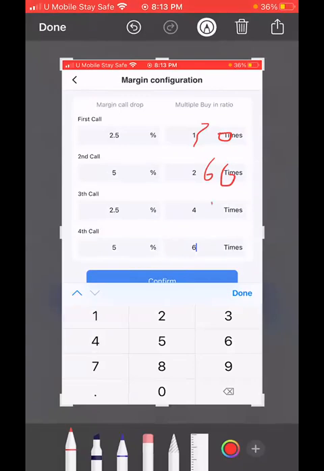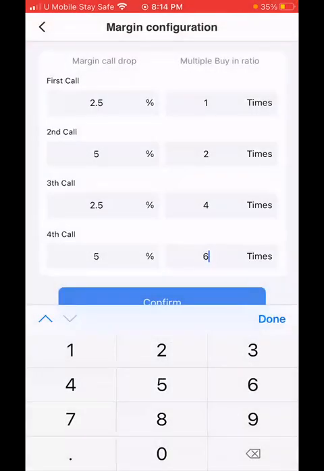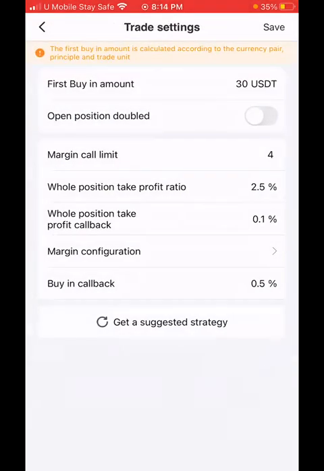60, 120, 240, right? No, not 240 now. It should be 180, right? 30 to 2 added to this 60, 70, yeah, 180. Then it should be 180. Did you see that? So that's how it is. So now, any amount you have, now determine your first buy amount.